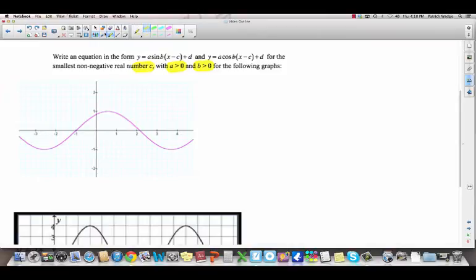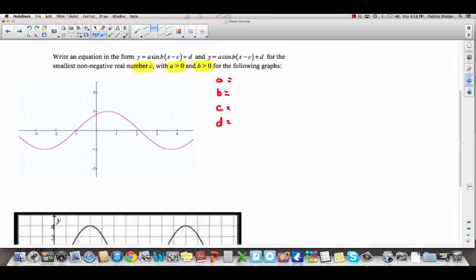All right, let's see what we can figure out here. We have to figure out A, B, C, and D, right? And it actually turns out that the A, the B, and the D are going to be the same whether it's a sine graph or a cosine graph. It's just the C that changes.